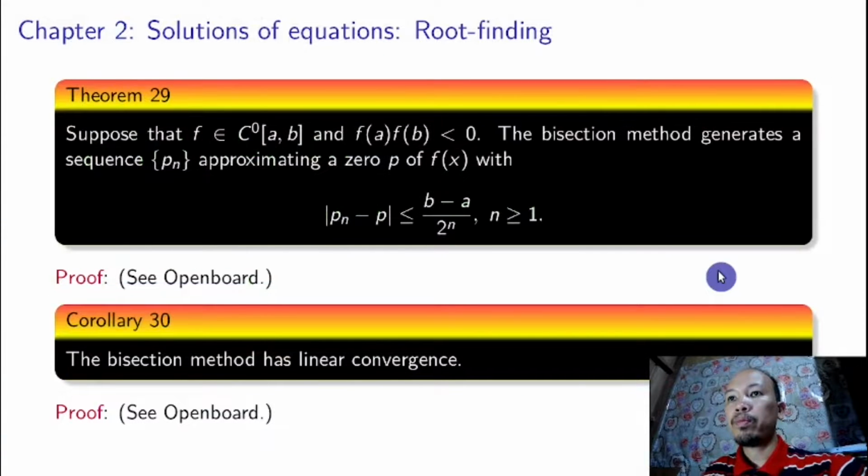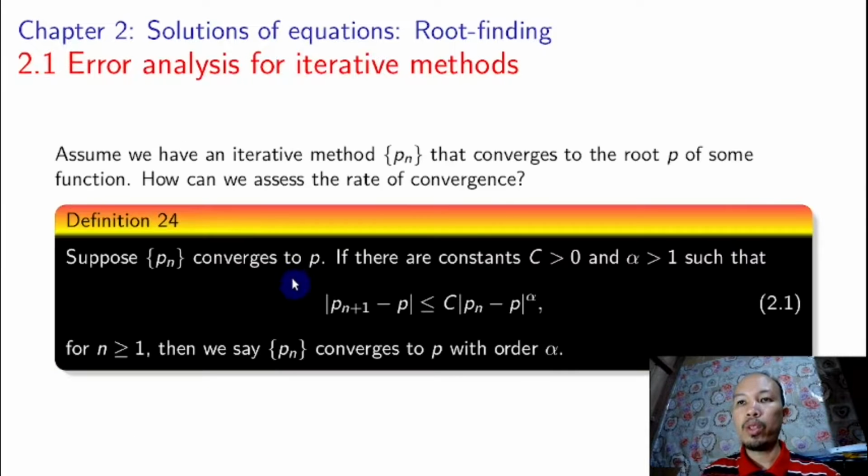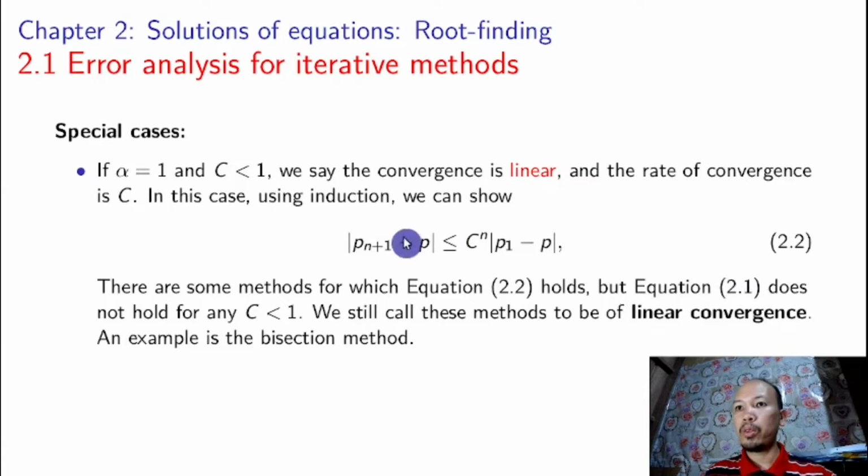If you remember, this is somewhere in this one here, special case definition 24. So it will not satisfy equation 2.1, this one here, okay? But it will satisfy equation 2.2 somewhere here. And as you can see, it says here there are some methods for which equation 2.2 holds, but equation 2.1 does not hold for any c. We still call these methods of linear convergence. An example of this is the bisection method, which this statement refers to, corollary 30.